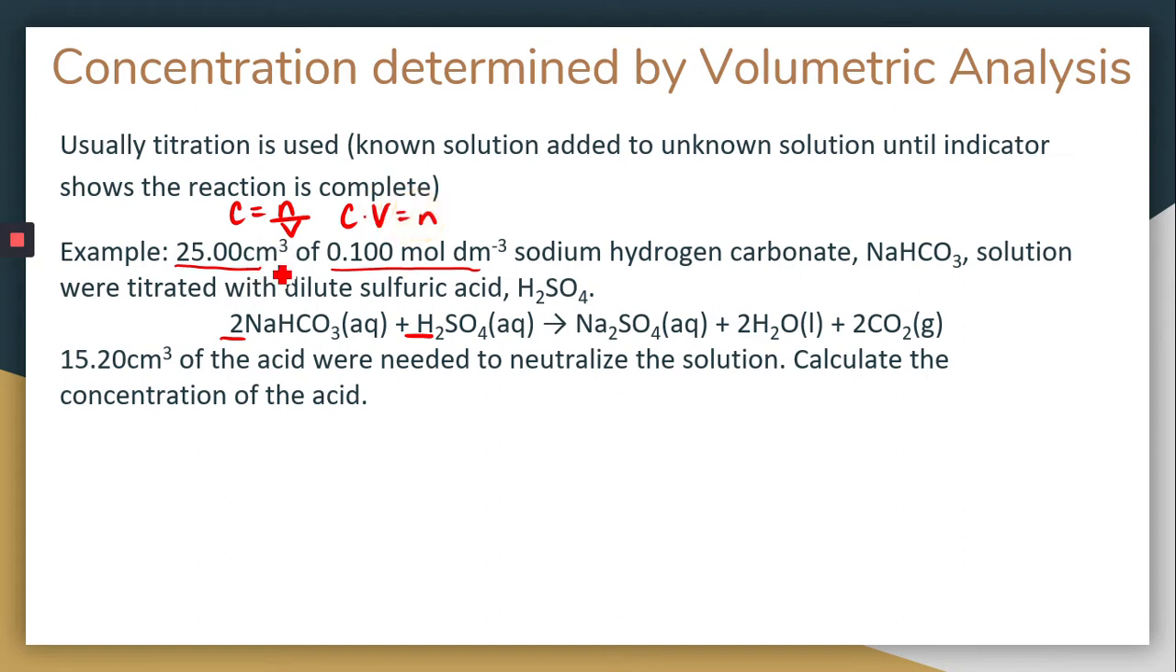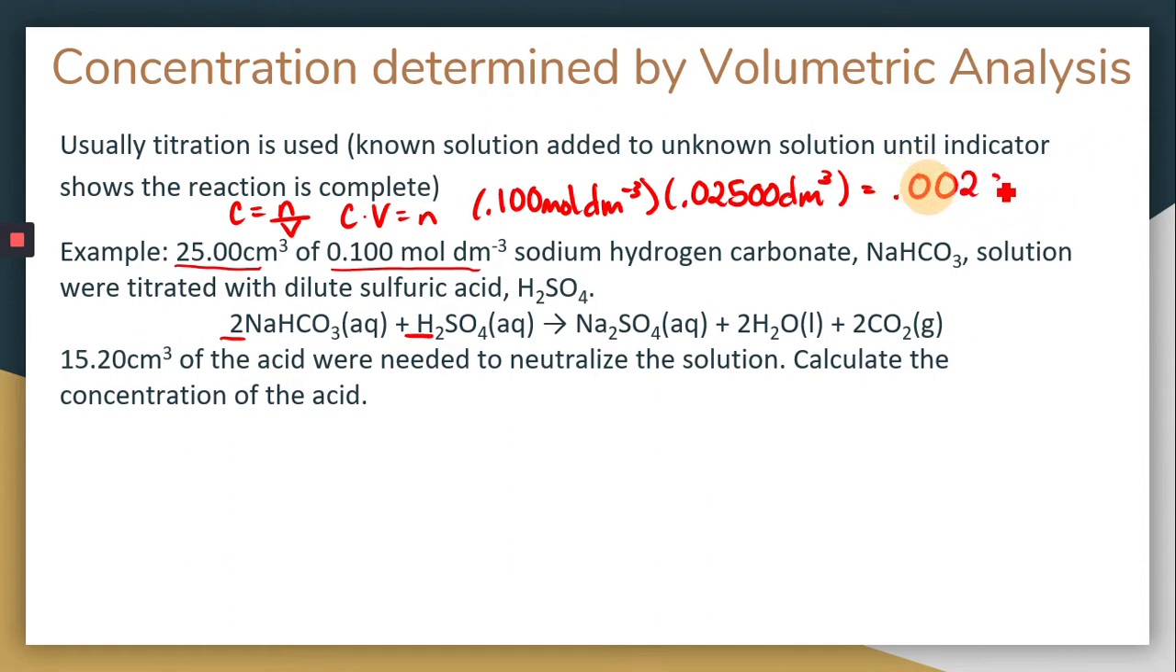We would need that to be in the correct unit. So centimeters cubed needs to be converted to decimeters cubed. And so we would move that decimal 3 places to the left. And so the concentration times the volume would give us the moles. And so we have 0.0025 moles of NaHCO3. So using the concentration and the volume of one substance, you can get the moles of that substance.